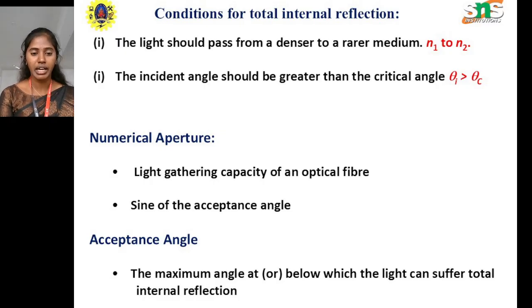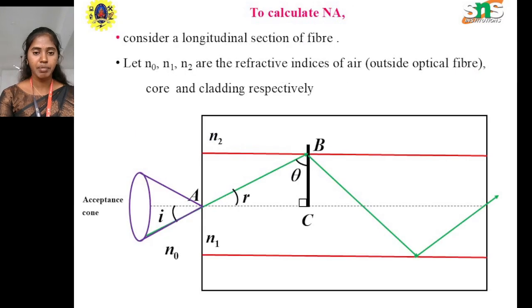Acceptance angle is nothing but the maximum angle of incidence below which the light can suffer total internal reflection. So only within that angle is total internal reflection possible. These are the two main factors in an optical fiber. They will be determined by using this diagram, so look at this diagram.